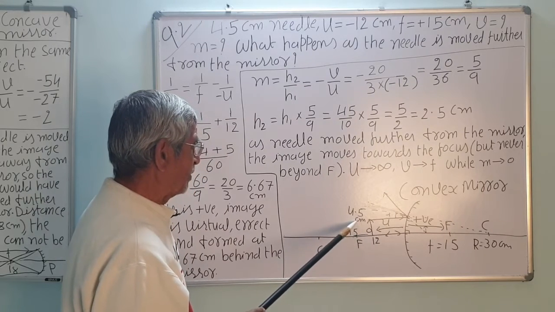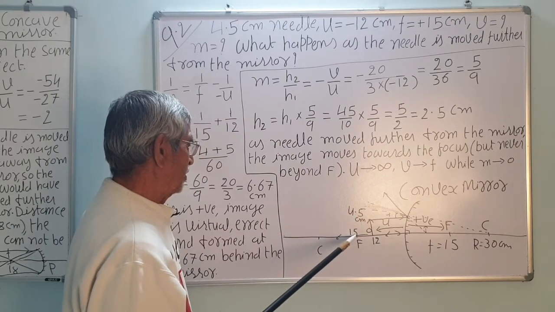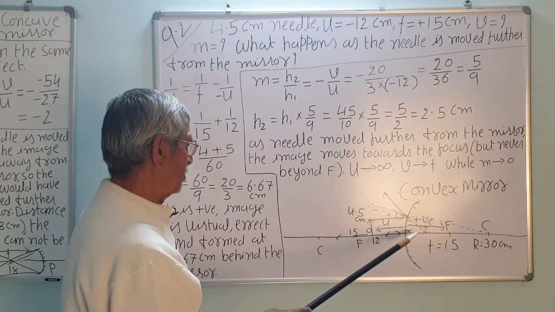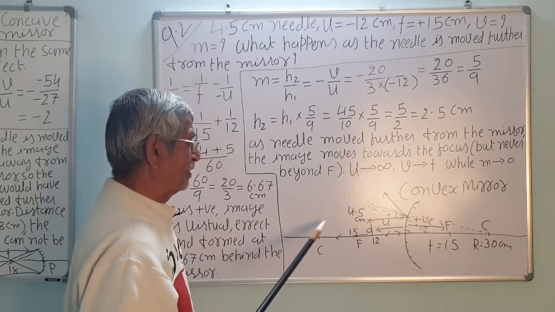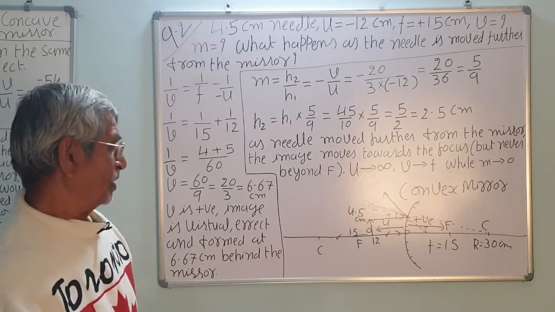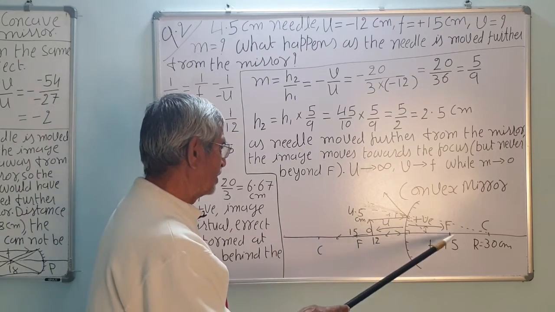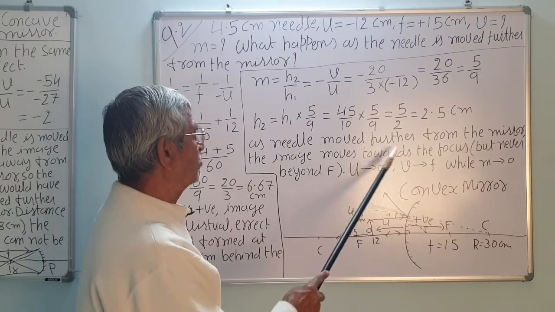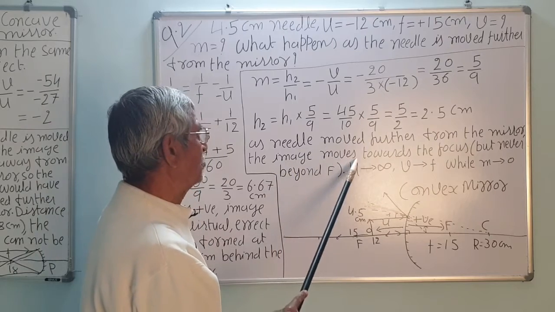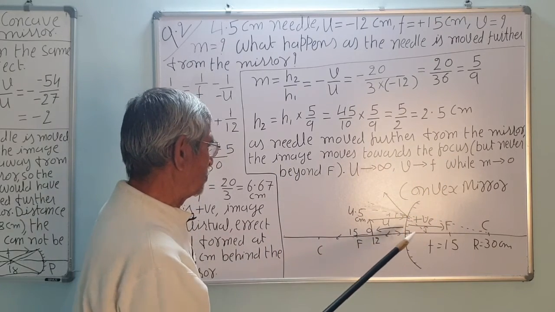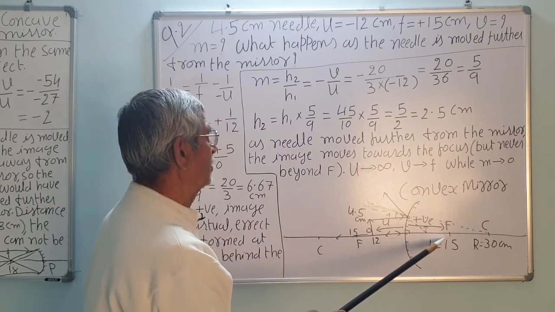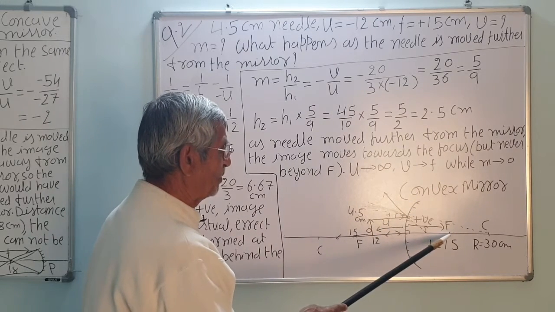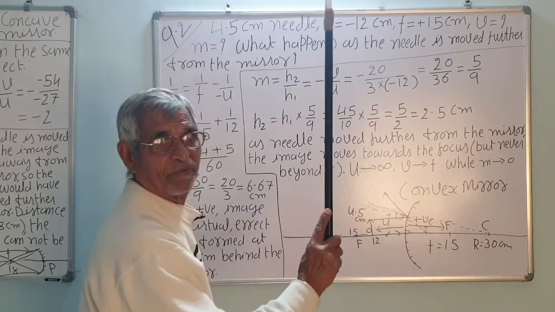Even if it is at infinity, at the most the image will be at the F, not beyond that. So, as the needle moves further from the mirror, the image moves toward the focus. It will move toward the focus, it will wriggle slightly, but never beyond F. It will never go beyond the F. It will never form beyond the F.